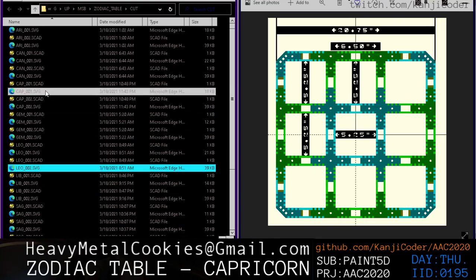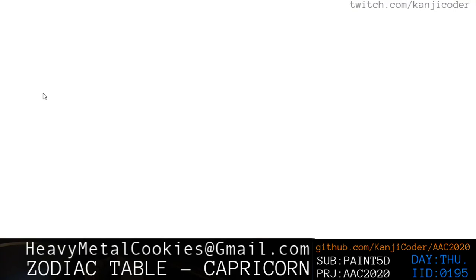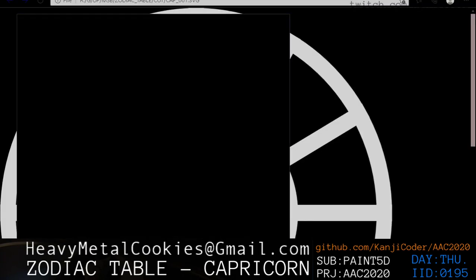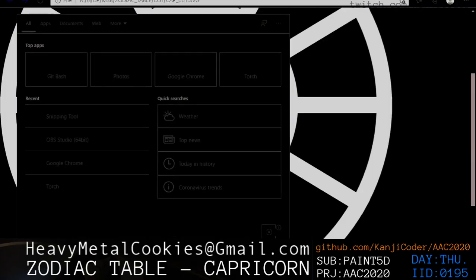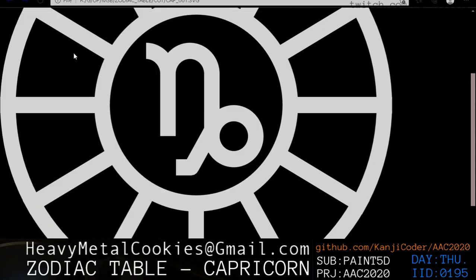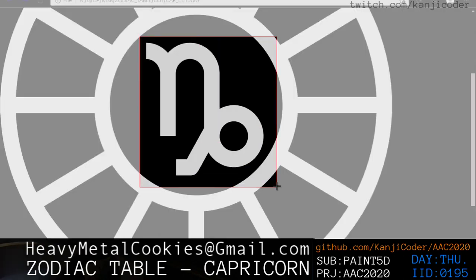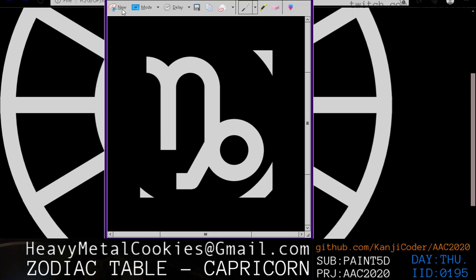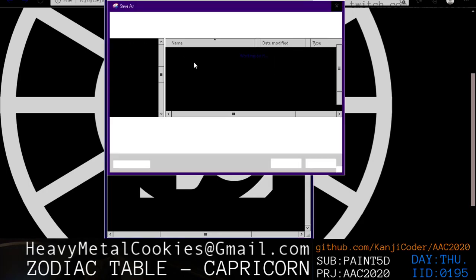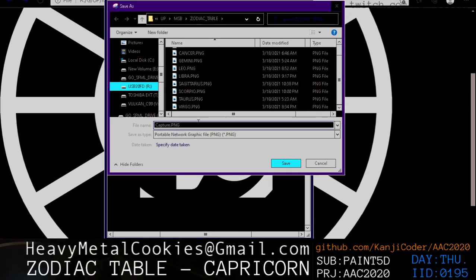Then we'll close this, and then we'll F5 to refresh and look at the Capricorn files. We want to look at this SVG rendering. We just want to take a quick screenshot of it, because we want to put it in the root folder so that we can have a quick overview.